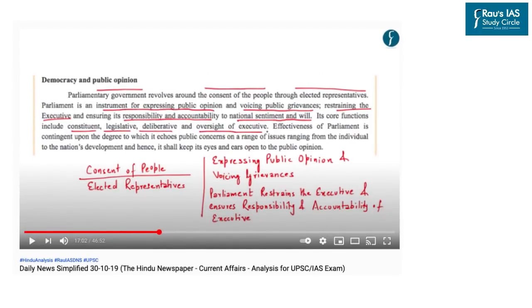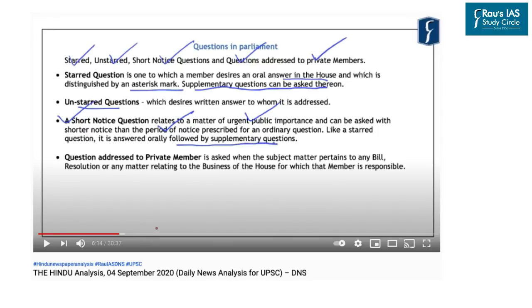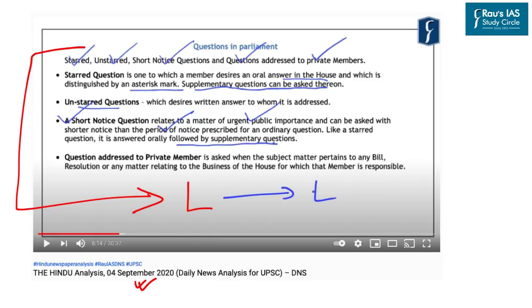Now, this aspect of parliamentary government was discussed while discussing the various parliamentary reforms in the DNS dated 30th October 2019. The news highlighted that parliamentary government revolves around the consent of the people through elected representatives. Further, it says that parliament is an instrument for expressing public opinion, voicing public grievances, and also restraining the executive and ensuring responsibility and accountability to national sentiment and will. Further, different types of questions raised in the parliament were also discussed in the DNS dated 4th September 2020, as these are the various tools through which the legislature ensures accountability from the executive.